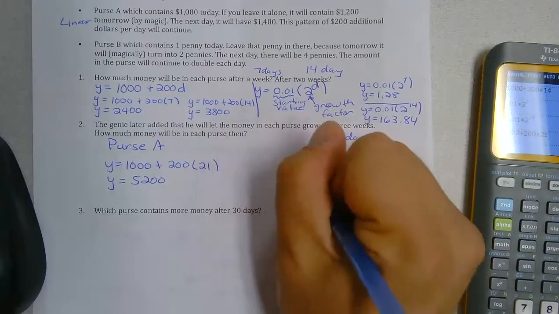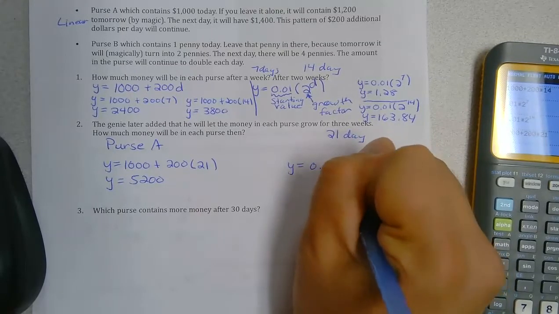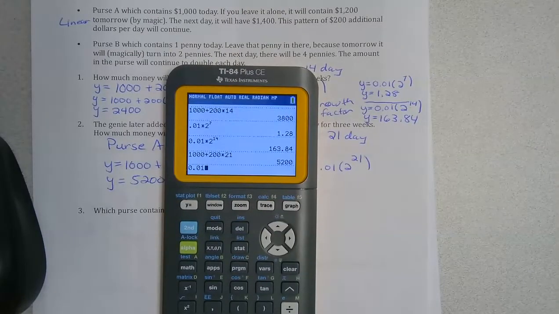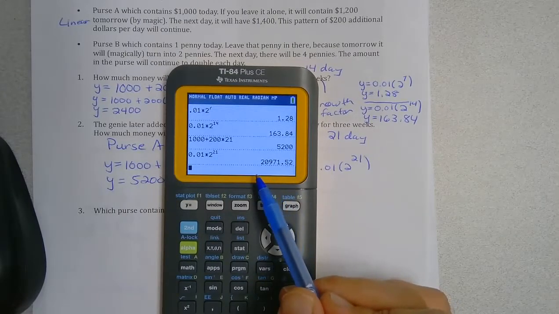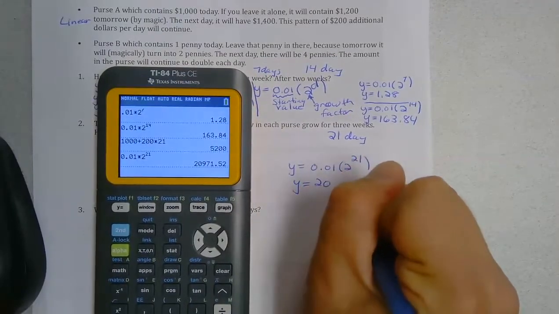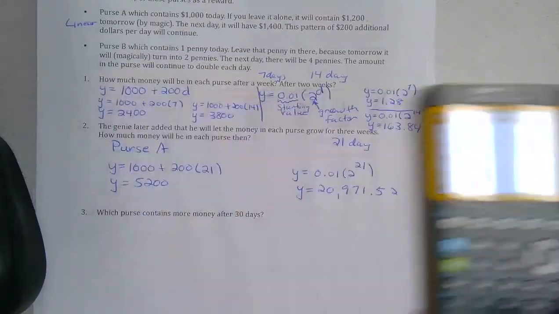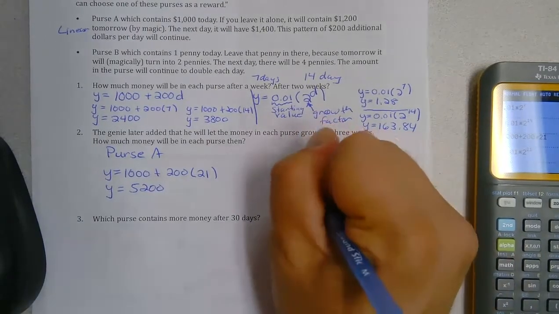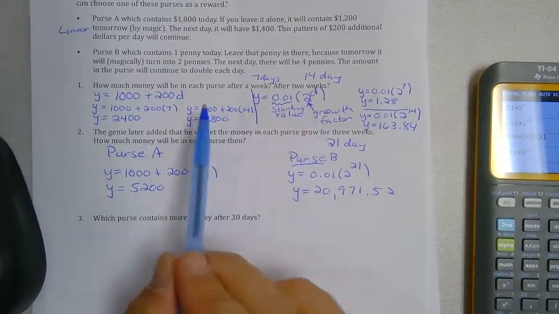And then for purse B, we would go y is equal to 0.01 times 2 to the 21st power, which if we're looking at this, we have $20,971.52. So obviously, all of a sudden, this became a much better deal. Purse B has way more money after 3 weeks than purse A. But at first, it didn't.